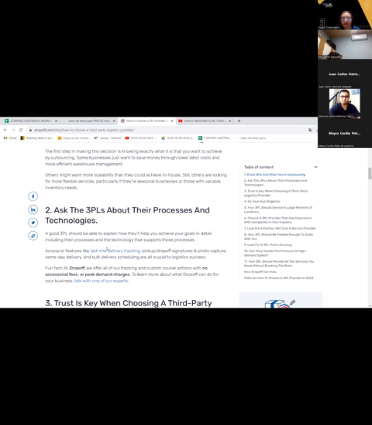Okay. That's like the most important. So yes, point number two. You're not going to just give them your money and do the work, right? You have to ask them questions, you have to investigate, right? So you can ask the third party logistics to explain to you how they are going to help you achieve your goals, right? What processes they can offer you and what technology they have to support the processes.